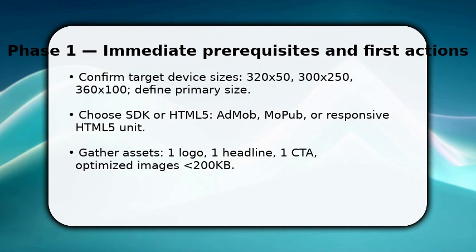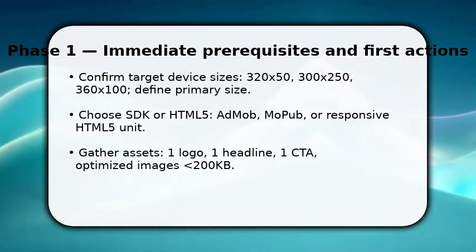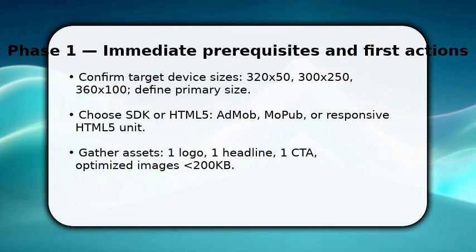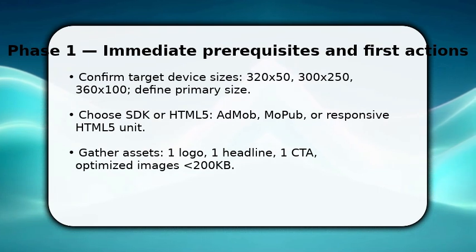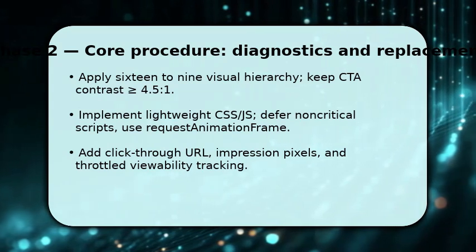Once done, collect assets. A clear logo, short headline, and a single CTA button, all optimized under 200 KB to keep load fast. Make sure to prepare alt text and simple fallback images for slow networks. You now tackle the complex middle steps, design and code.